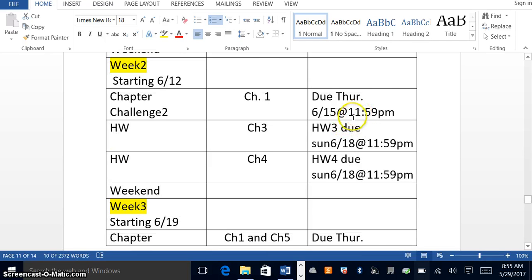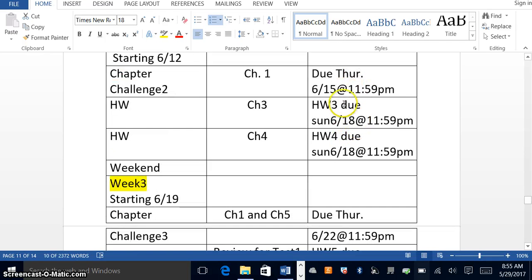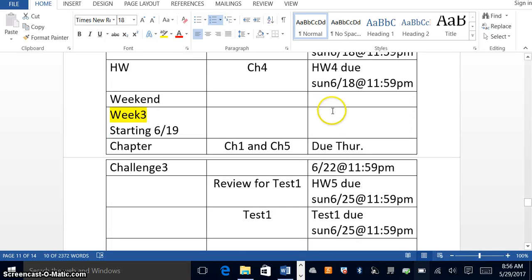Let's look at the next one. So this is more appropriate. Homework 3 and homework 4 are due on Sunday, which will be the next week, the 18th, and chapter challenge 2 is due on the 15th. Notice they're always due a minute before midnight. Okay, and so somewhere down here.